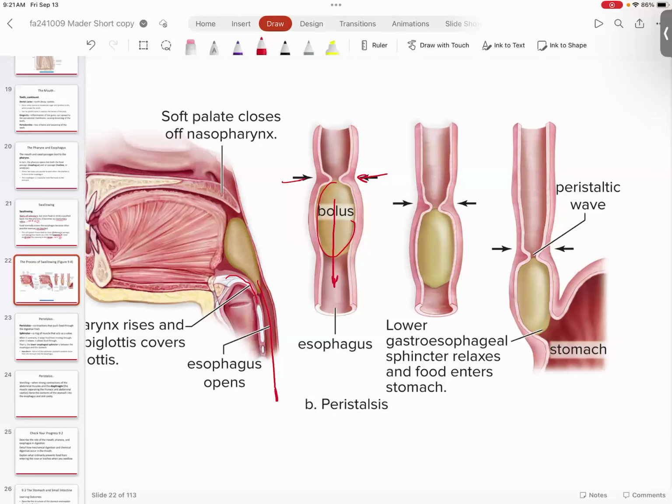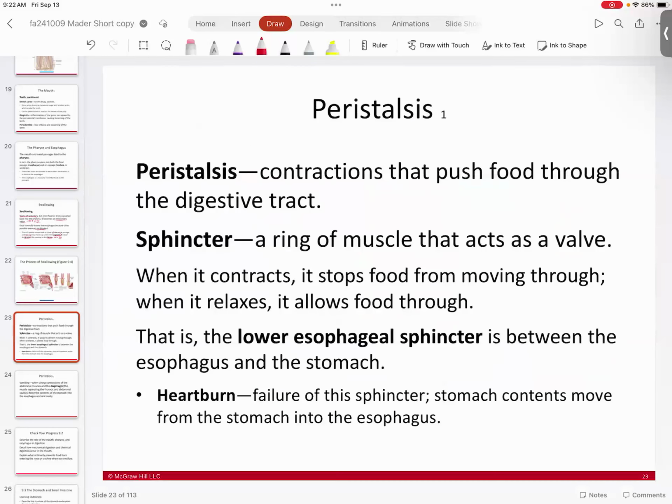And then what happens is it squeezes the next segment to continue squeezing it forward, and then the next segment to continue squeezing it forward until it gets to the stomach. So it's not unlike you squeezing a tube of toothpaste, right? And that's what we mean by peristalsis. It's this rhythmic, uniform, unidirectional wave of contraction.